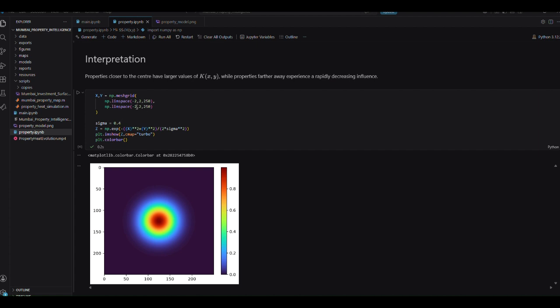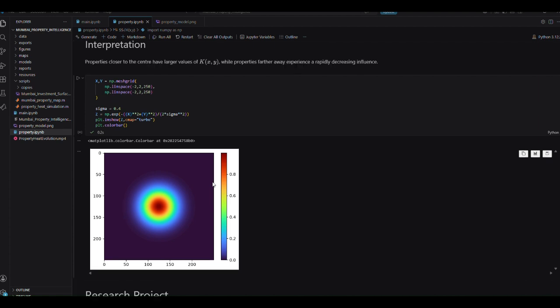And again, this is how we've graphed it, using the linspace function from -2 to 2, and we have z equal to the exponential of negative x squared plus y squared over 2 sigma squared, for sigma equal to 0.4. This creates this heat map.